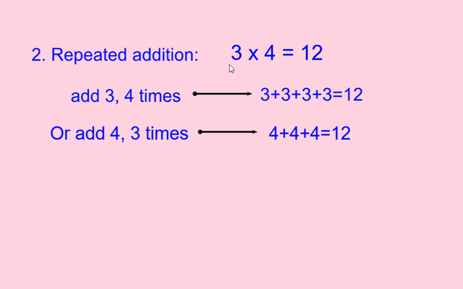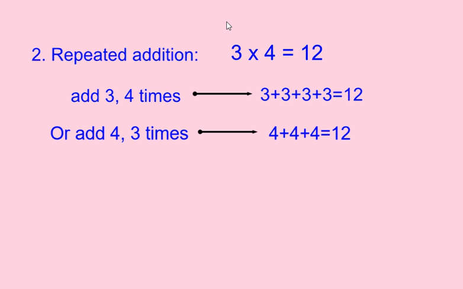Another strategy that we looked at yesterday was the repeated addition. So for the same multiplication fact, 3 times 4 equals 12, you could add 3 4 times. So 3 plus 3 plus 3 plus 3 equals 12. Or you can add 4 3 times. 4 plus 4 plus 4 equals 12.